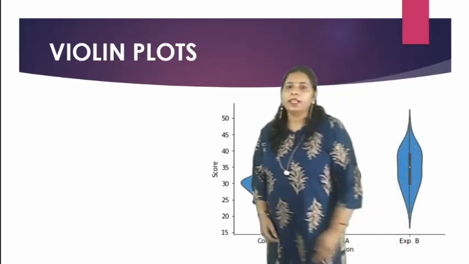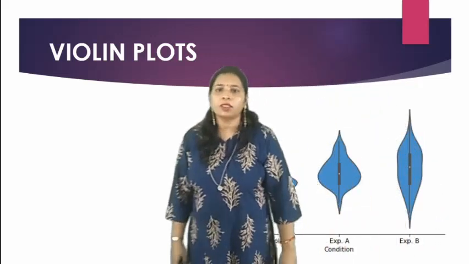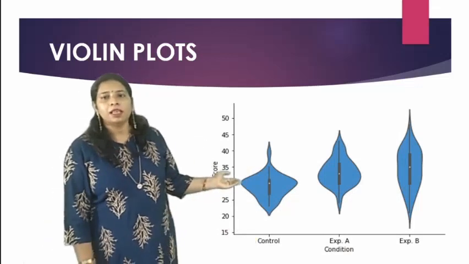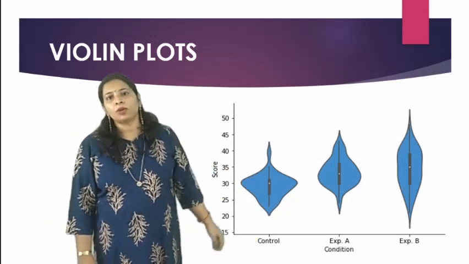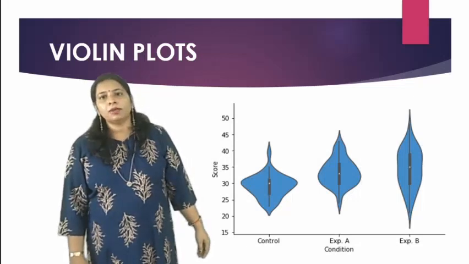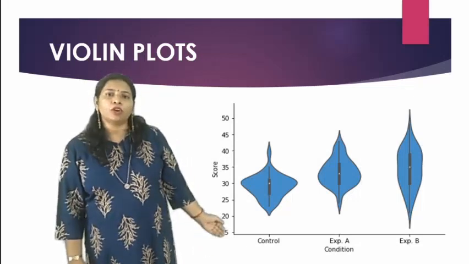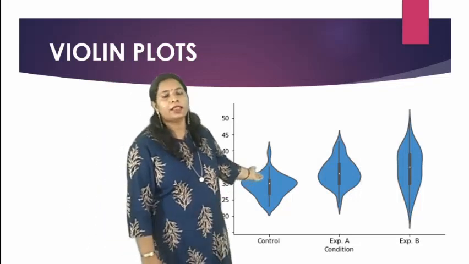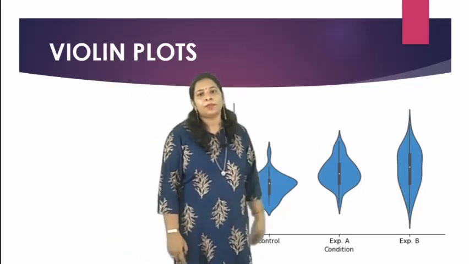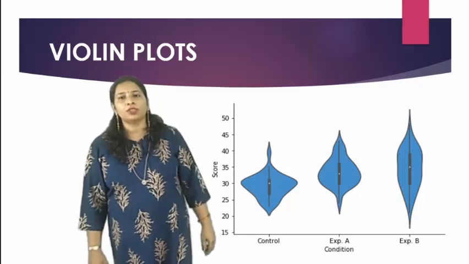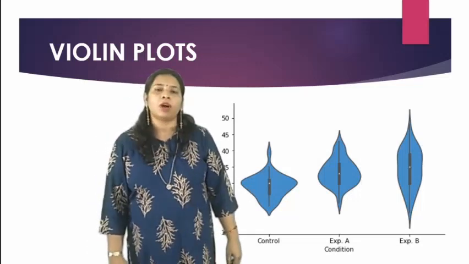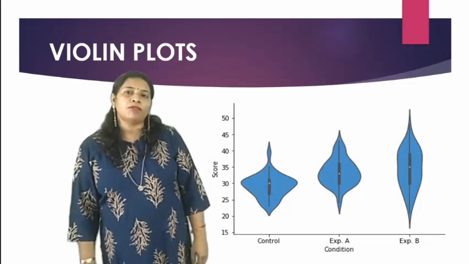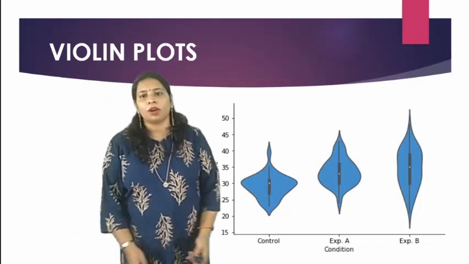Now let's discuss how violin plots look. This is an example where you can see how violin plots look. In this violin plot, you can see that three groups are plotted. One is a control, second is experiment A, and third is experiment B. And this violin chart shows the distribution of data sets as an extended form of the box plot.